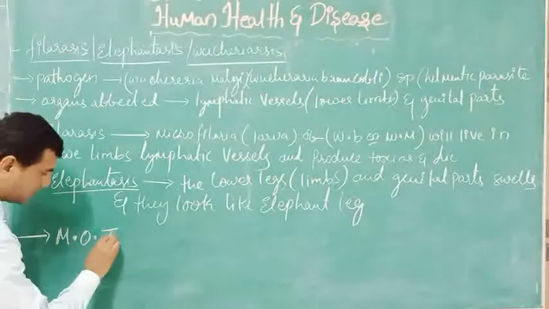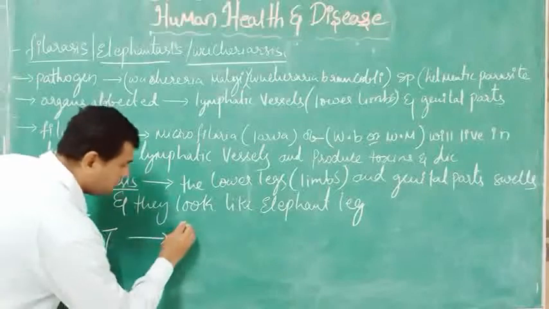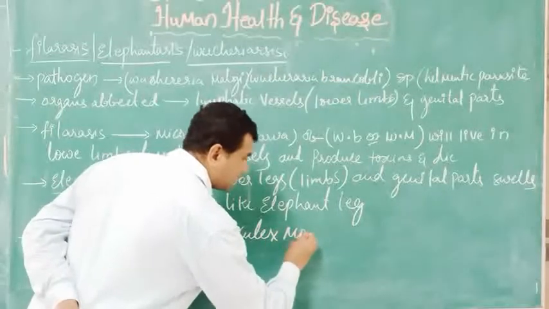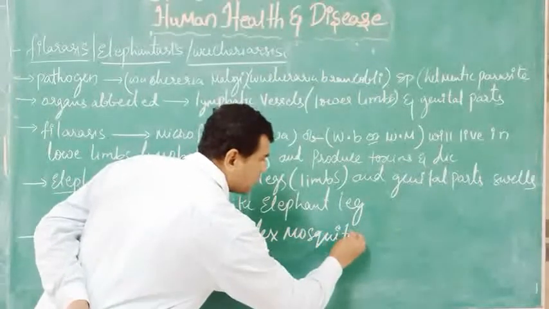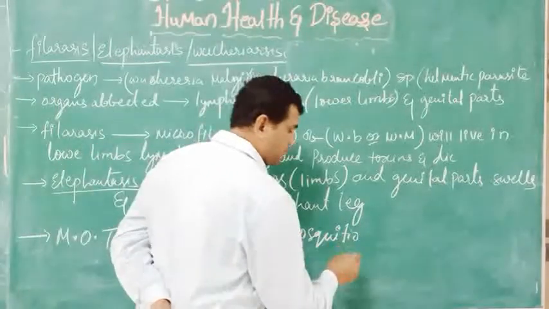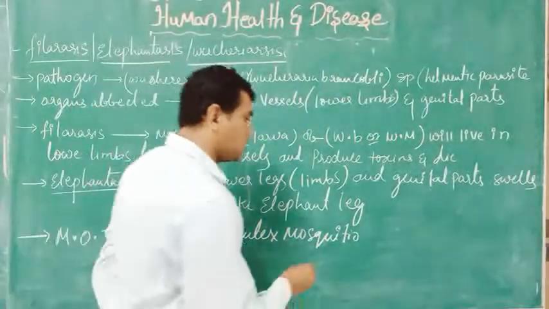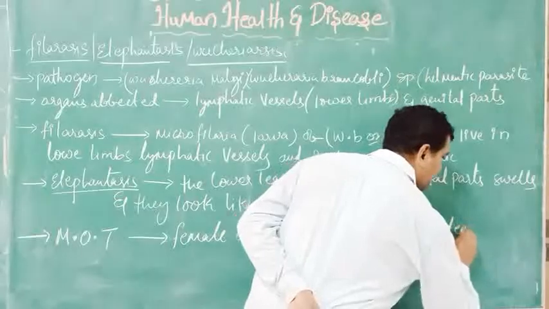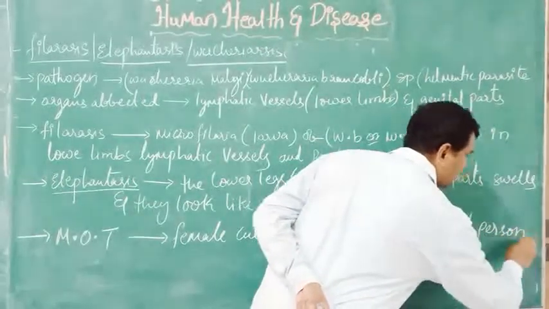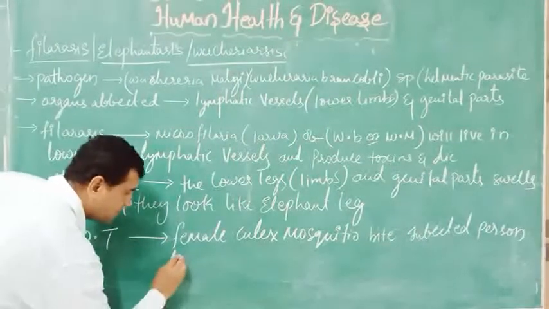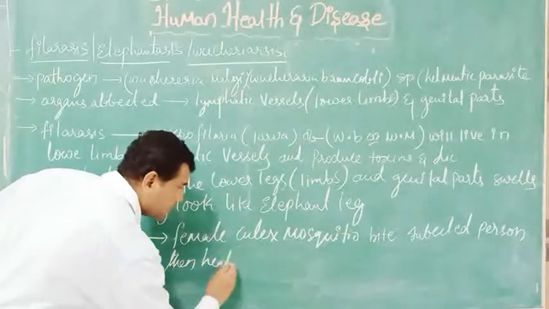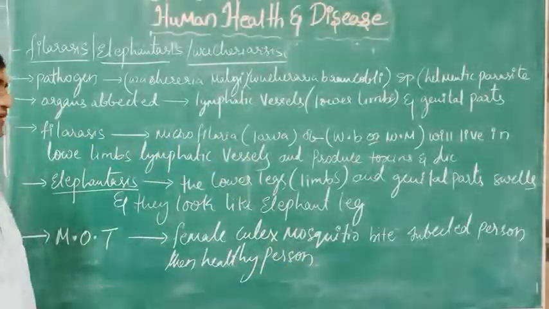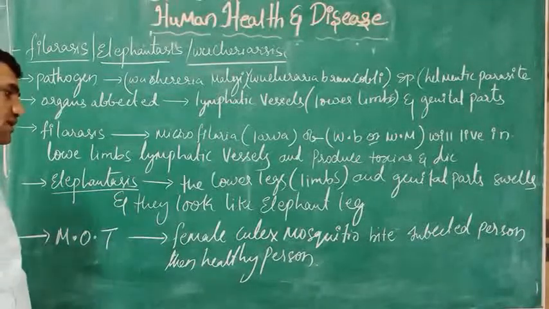What is the mode of infection? The mode of transmission is the female Culex mosquito. The mosquito bites the infected person, then the healthy person, so infection takes place and the infection will be passed.